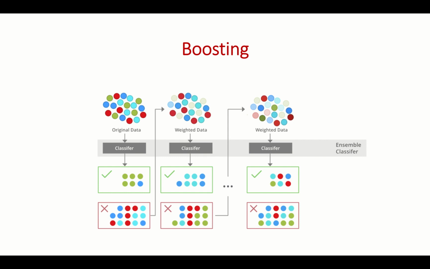So this is the example of the boosting ensemble model. Here also you use more than one model, but each model learns from the previous model and adjusts its weights accordingly. This is called the boosting ensemble.